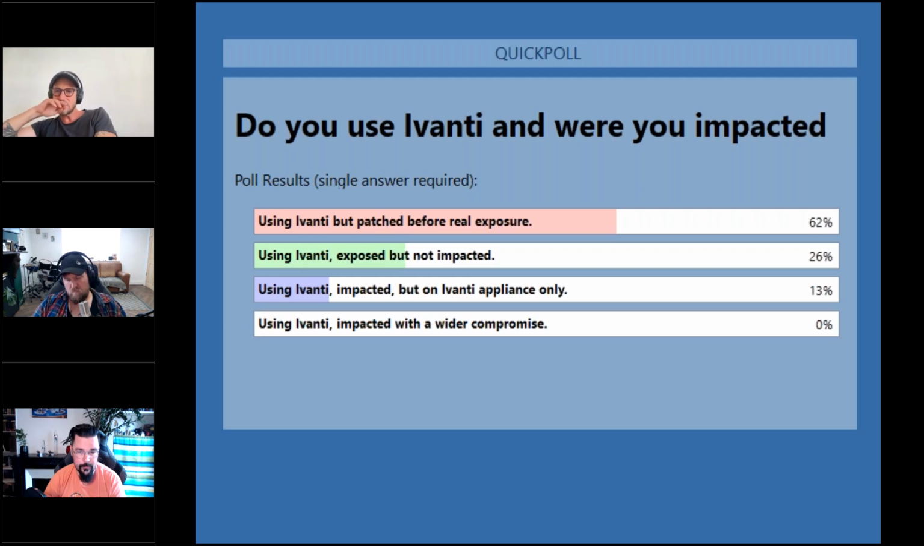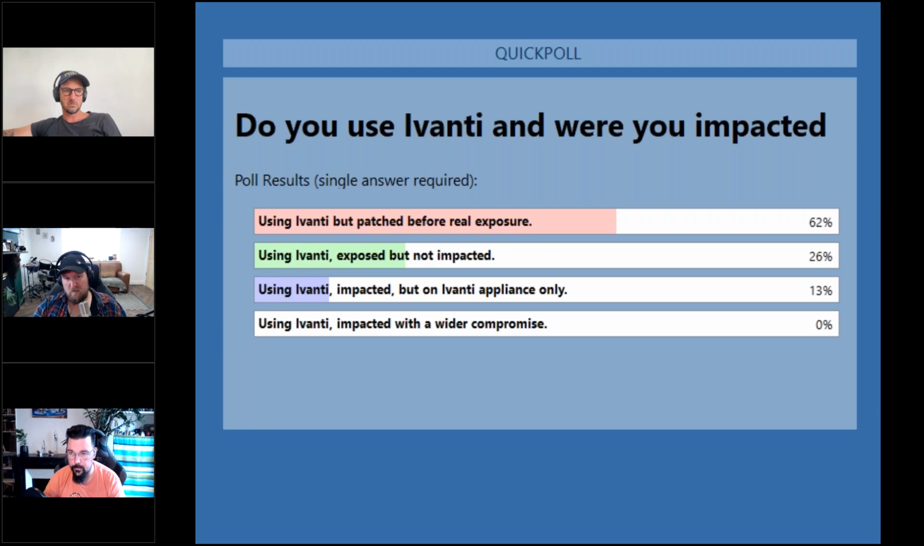Scott, sorry, I just want to stay on that green bar, the 26% where it was exposed but not impacted, and make sure I understand this. Would you say to people who have the vulnerable versions and had a window of exposure, would it be sane to recommend, look, factory reset anyway, just in case there was a compromise in a backdoor? Yes, I think the official advice is to do factory resets regardless during those times.